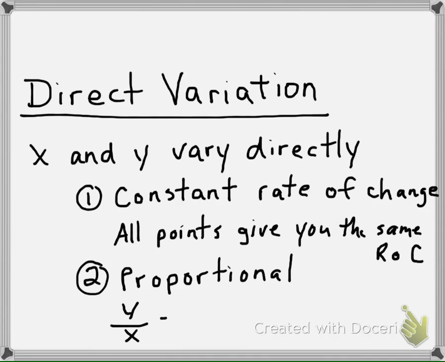Now, proportional means a fraction. That means X over Y has got to be the same for every single point on the line. So the two things you have to have for direct variation is one, a constant rate of change, and two, it has to be proportional. Constant rate of change means all the points give you the exact same rate of change. Proportional means Y divided by X always equals the same number for every single point.